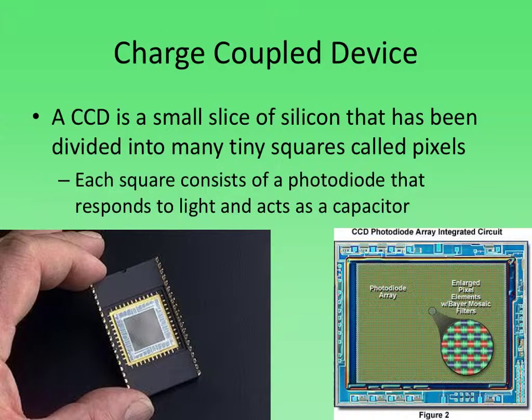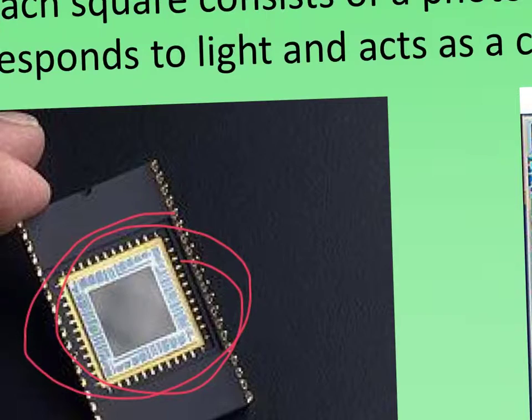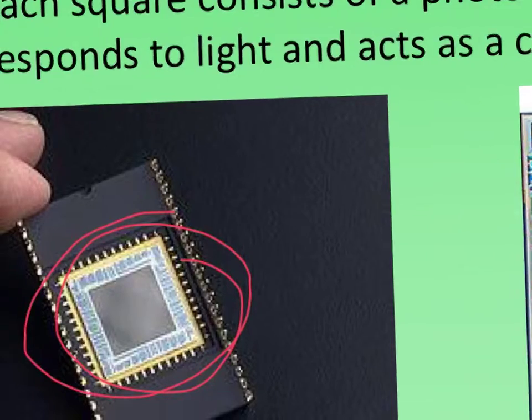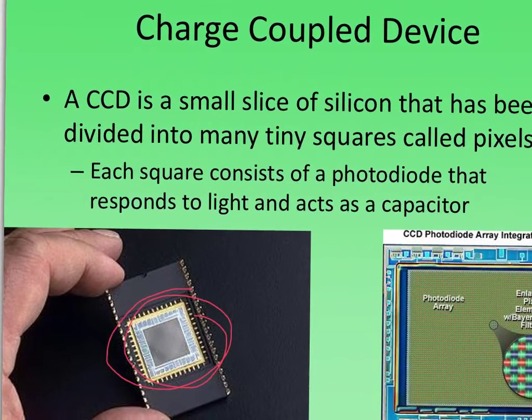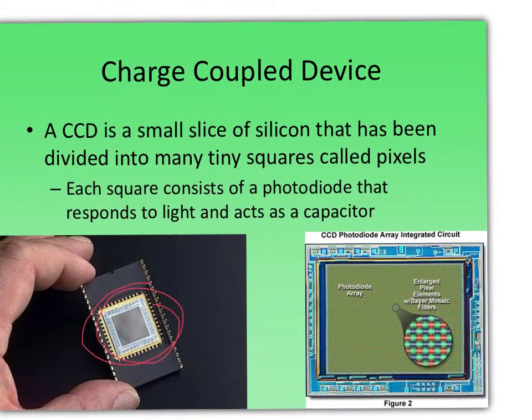And here's a picture of one that came out of an actual camera on the left here. If you ever get a new camera for Christmas, take your old one apart and you'll actually see the CCD. It's usually black, kind of shiny, and it's made out of silicon. And when light shines on it, it reacts.